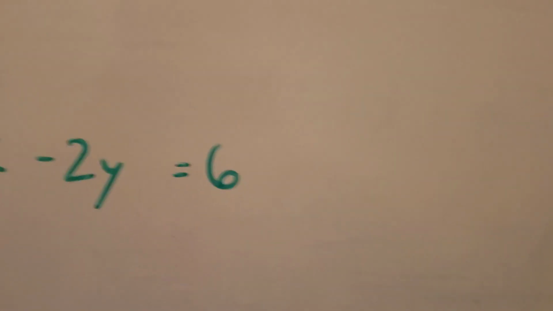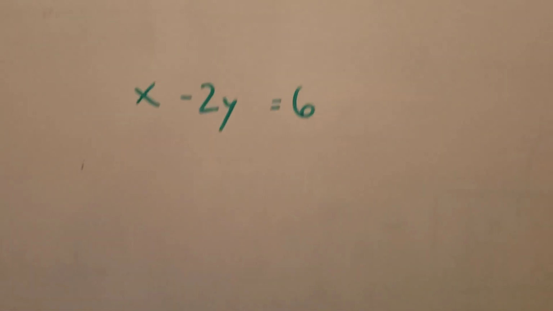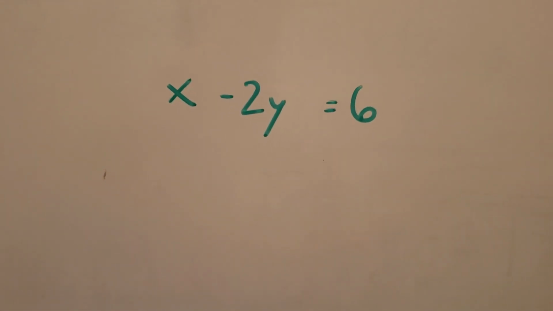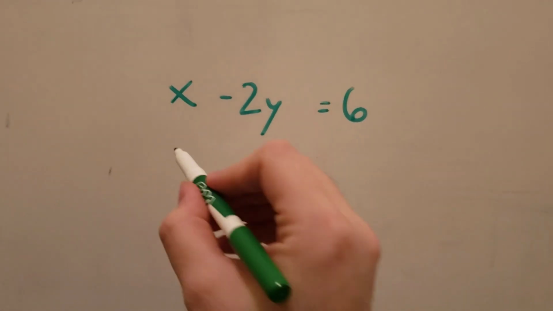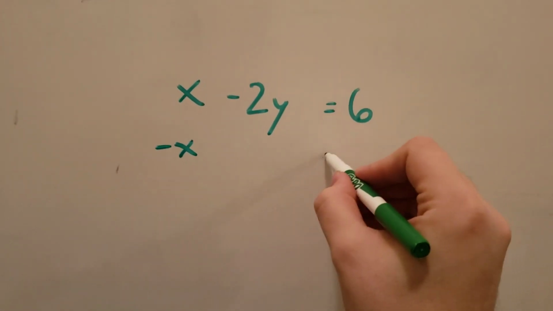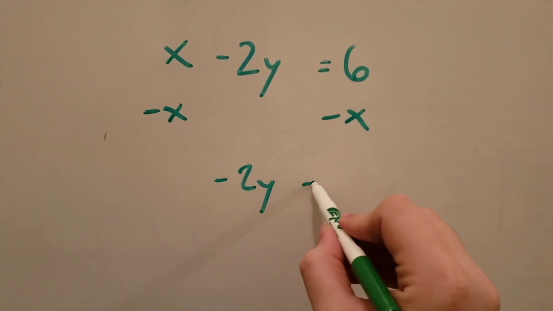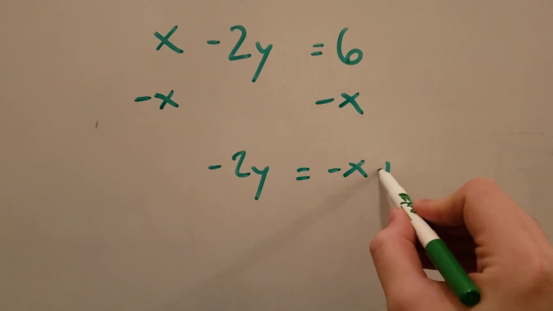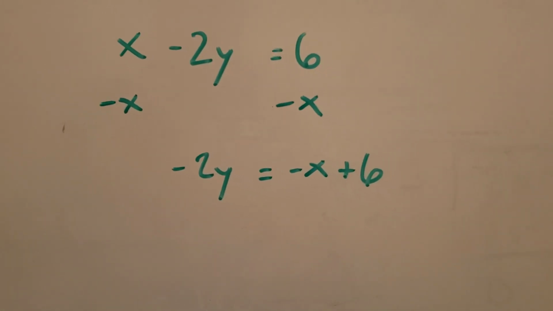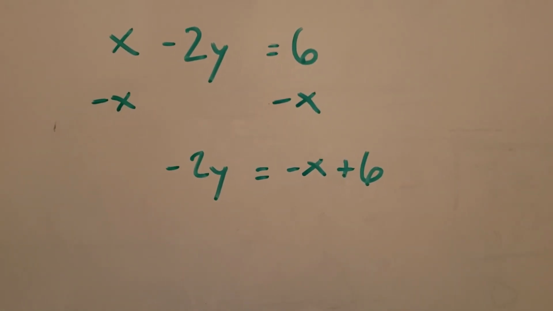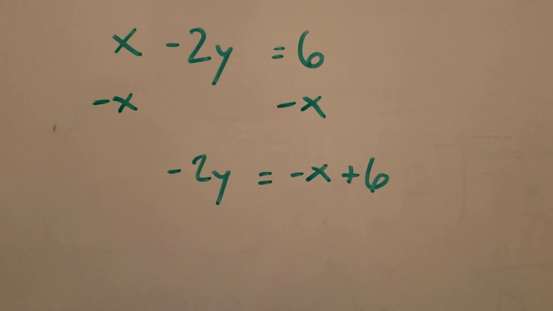Let's do another example. Over here, we've got x minus 2y equals 6. So in this one, we're going to do the same thing. First thing is we're going to move this x over, get it out of the way. And now we just have the y term by itself. That's the first step always, to get the y term by itself.